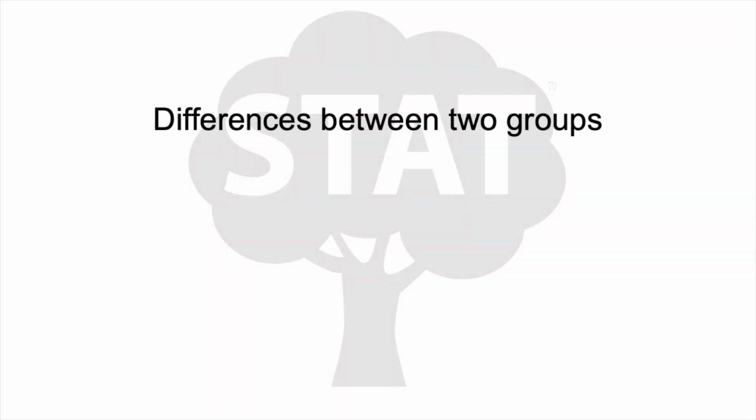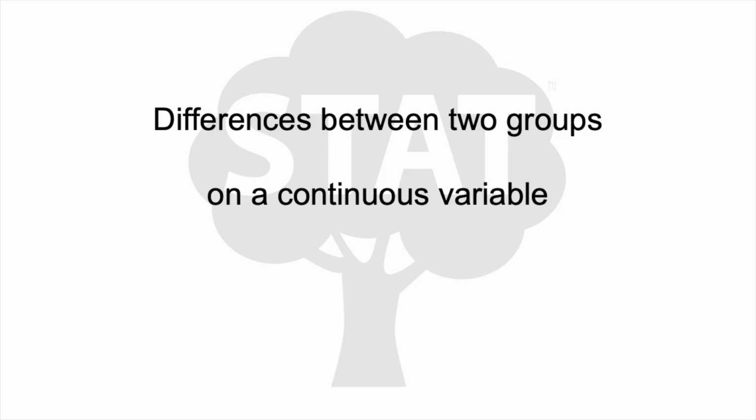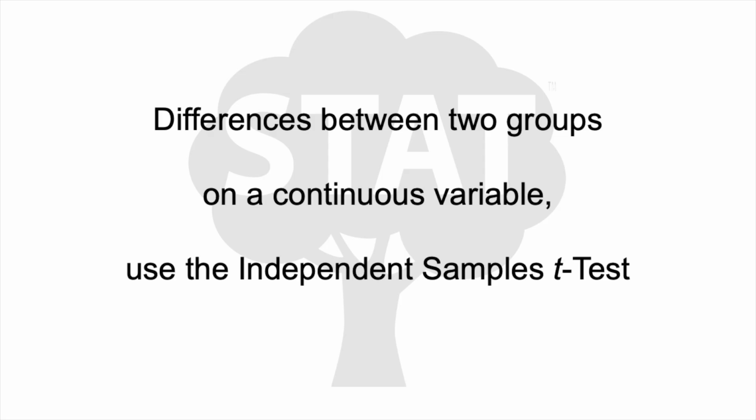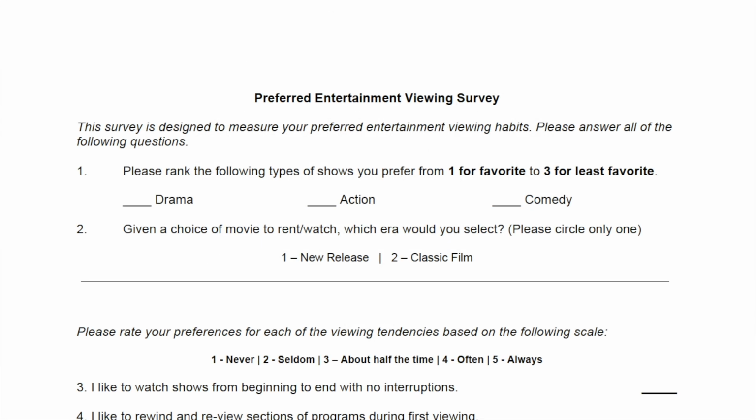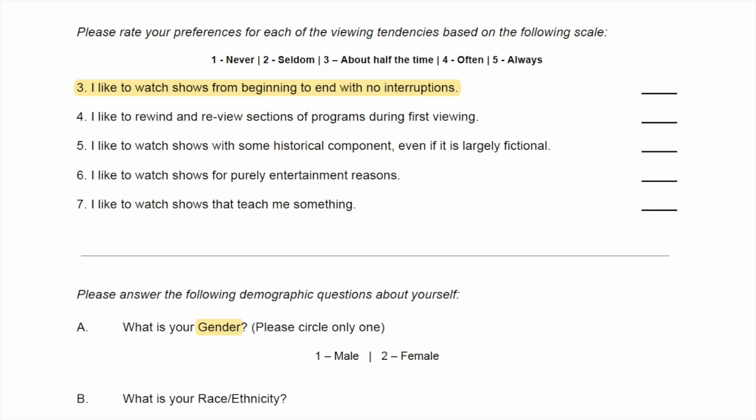To test whether there are differences between two groups on some continuous variable, the independent samples t-test would be appropriate. You will need one categorical variable and one continuous variable in order to run this test. In looking at the preferred entertainment viewing survey, demographic question A is categorical with two nominal values. Any one of the scale questions, 3 through 7, would be appropriate for the continuous variable for our demonstration. For this demonstration, we will use question 3.